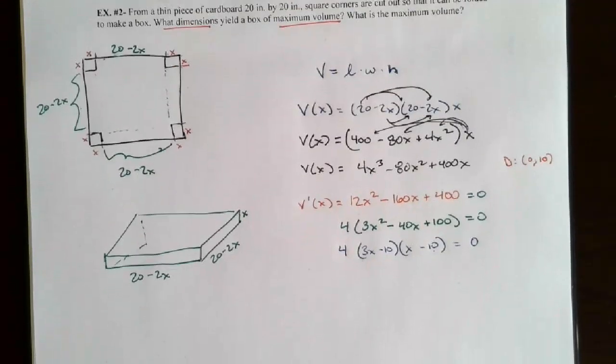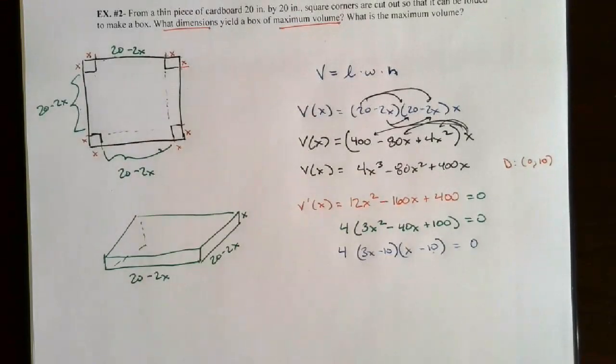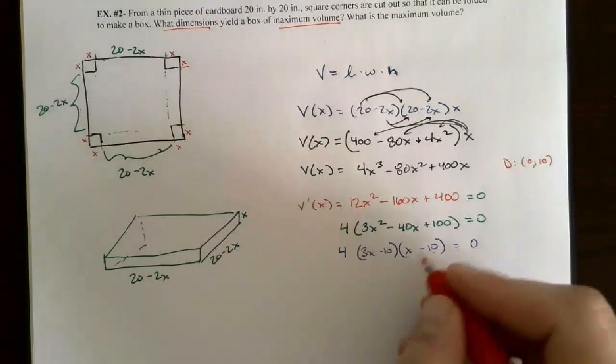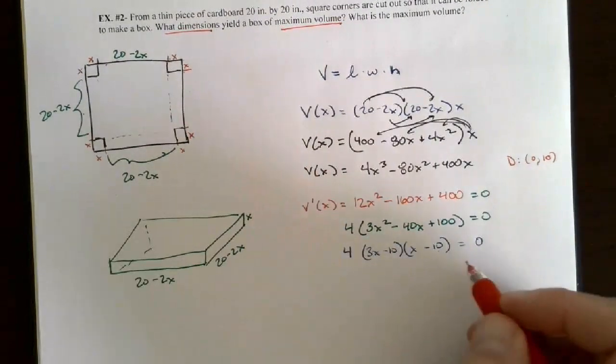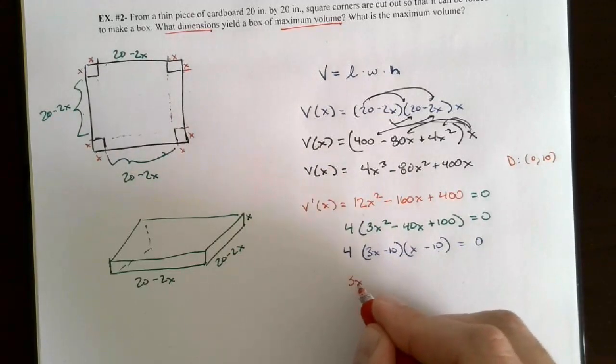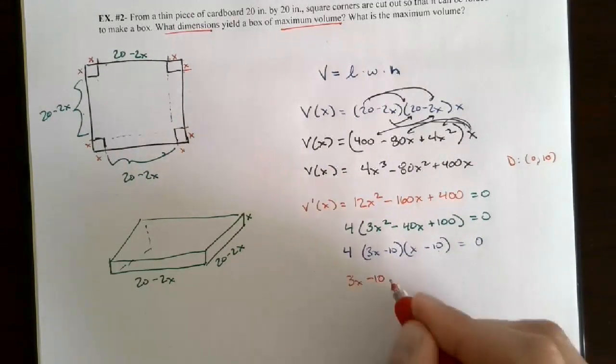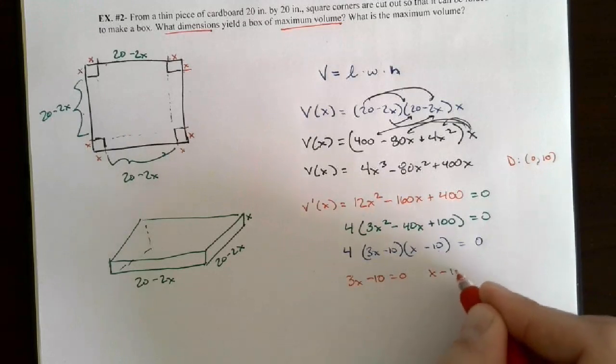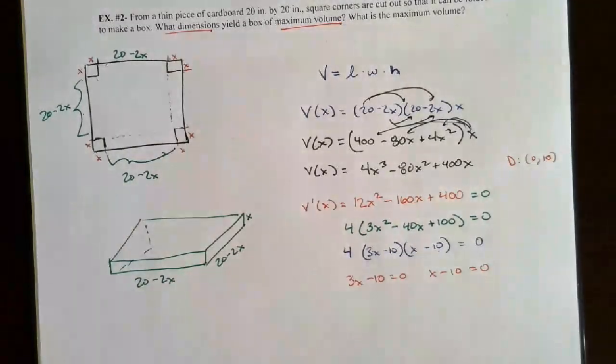Once you factored this, and I'm not going to go through and reteach how to factor, you want to solve. To solve this, set each of the factors that has a variable equal to 0. 4 doesn't have an x with it, doesn't have a variable, so you don't have to worry about it. So we have 3x minus 10 equals 0, and x minus 10 equals 0.